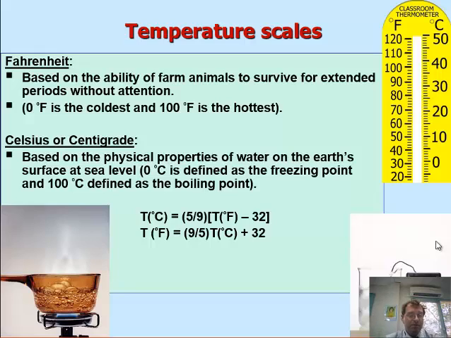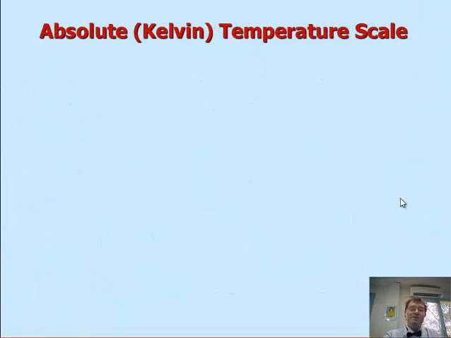There is a relationship between centigrade and Fahrenheit, and that can be calculated, although this isn't a calculation you'll need for the IB physics. On the whole, although we use Celsius and centigrade quite regularly in day-to-day life, what we find is that in science we use a different scale. And this is the absolute Kelvin temperature scale.